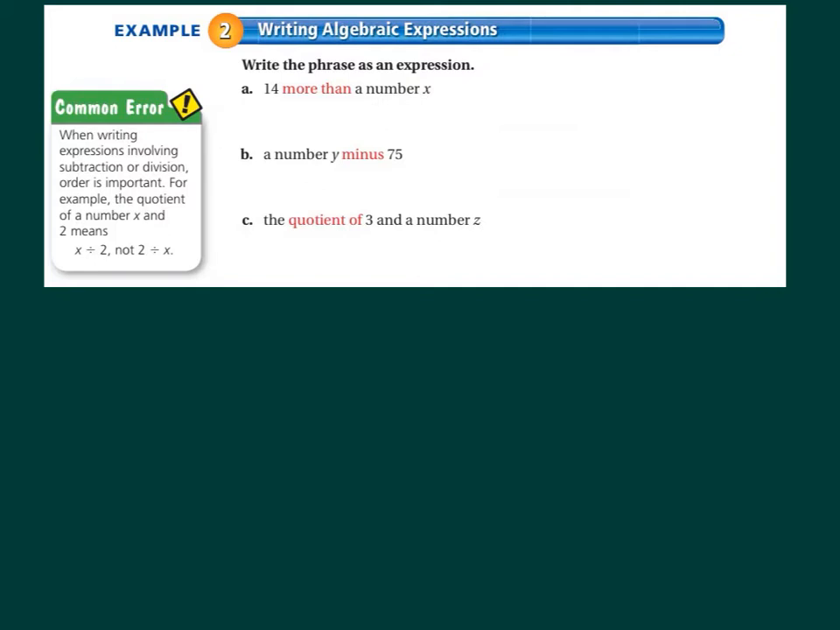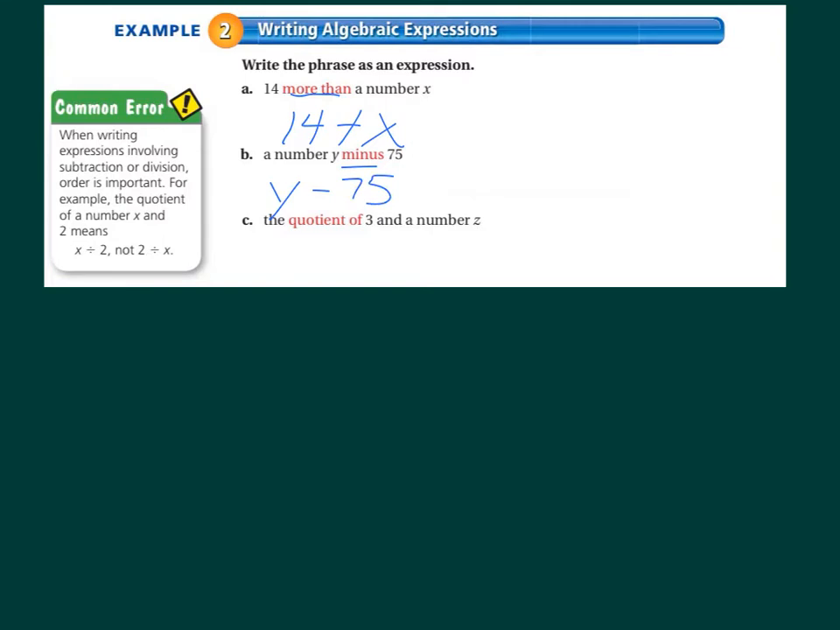Okay, so next step, what we're going to do is go ahead and write some expressions here. For example 2, 14 more than a number x. Again, it's highlighted here in red. The operation more than would give me plus. So I'm going to write 14 plus x and be done. Next, a number y minus 75. Minus is subtraction, so we have to pay attention to the order. But since it says y minus 75, we can just write y minus 75.